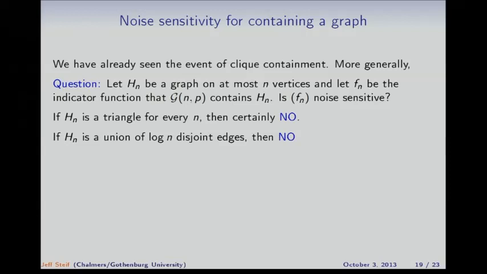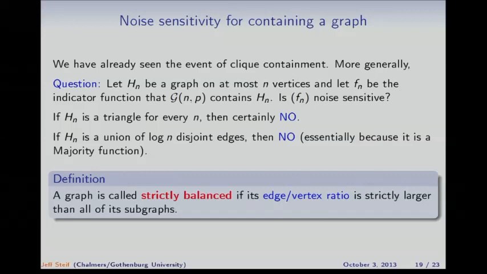Hn is a union of log n disjoint edges. The answer is no. If the graph's growing, that doesn't necessarily help you, because having log n disjoint edges is sort of going to be like a majority function, and so it'll be stable. So it turns out a relevant thing is if the graph is strictly balanced.